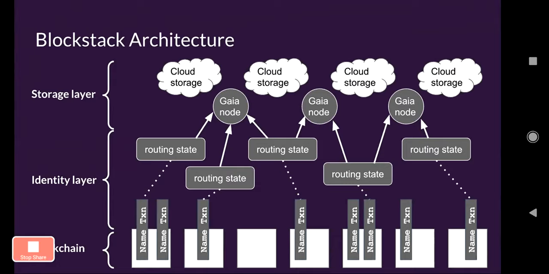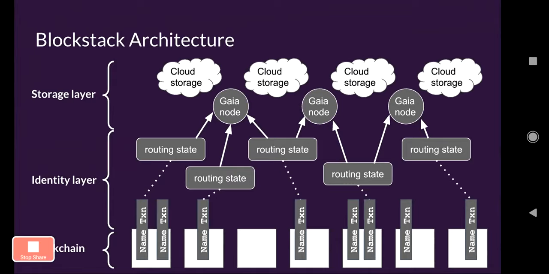They also point to data that lives outside of the chain that I've called routing state in this diagram. It's in the middle here. That routing state is how you discover, for a particular name, where their storage providers live. So if you look up my name, for example jude.id, you'll see some URLs in the routing state that point to a couple of servers. Now, the routing state in turn points to the third layer, the storage layer, which contains cloud storage providers.